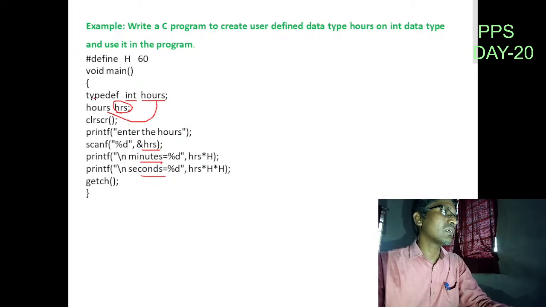So with the help of typedef, we are going to create our own data types. For example, typedef followed by the existing data type name and followed by the new data type name. Here hours is a new data type name. Now by using that hours, I am going to create another variable called HRS. Then I got the minutes and seconds in an hour.